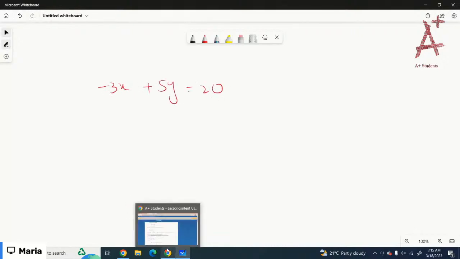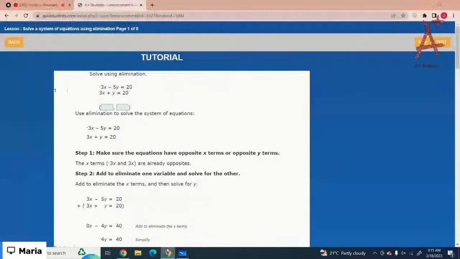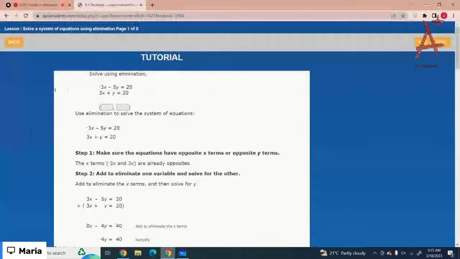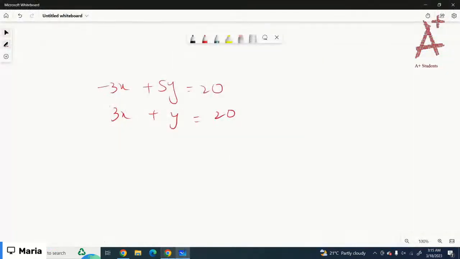And the second equation is 3x plus y equals 20. So we have to eliminate one of the variables. Got it? Eliminate. How can we eliminate? You can add or subtract both the equations to eliminate.